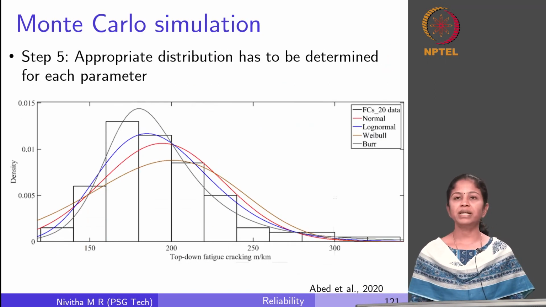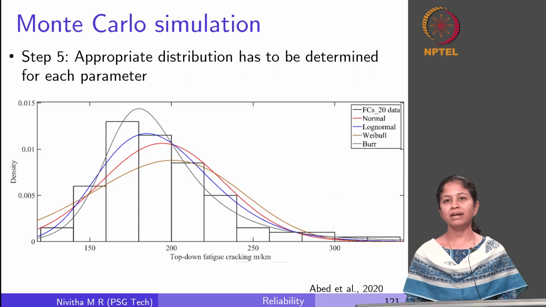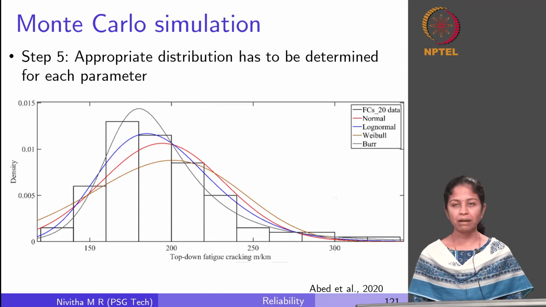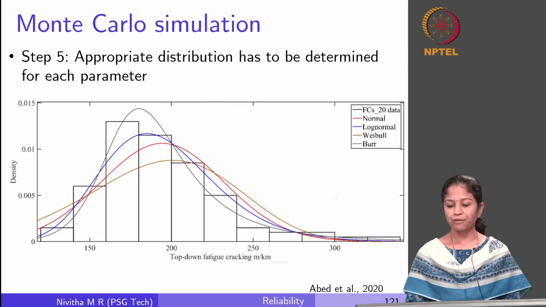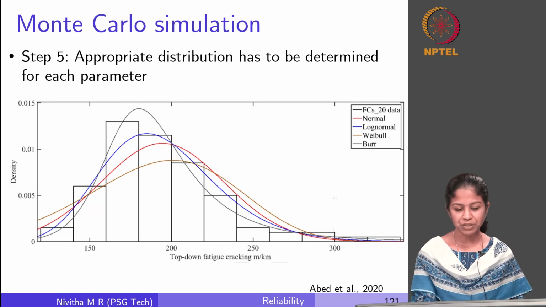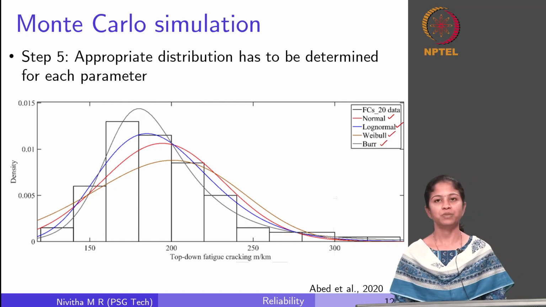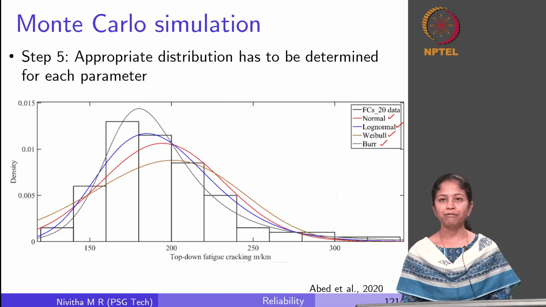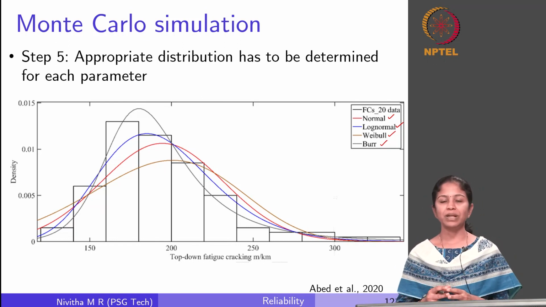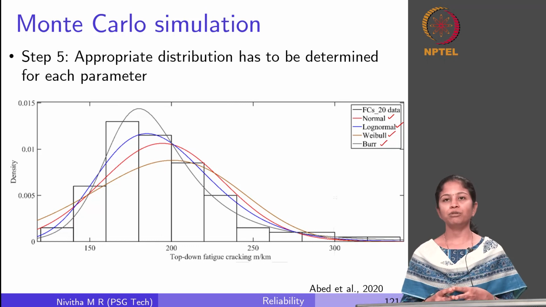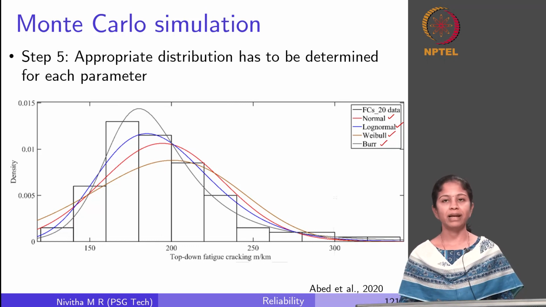Before fitting a distribution, it is not necessary that we always assume a normal distribution. There are many other distributions which can be used to explain the data. For example, if this is the data shown in the form of a histogram, we can use a normal distribution, log normal, Weibull, or a Burr distribution. There are many other distributions we can use. So we first have to arrive at a procedure which will help us select which distribution best represents the given data.